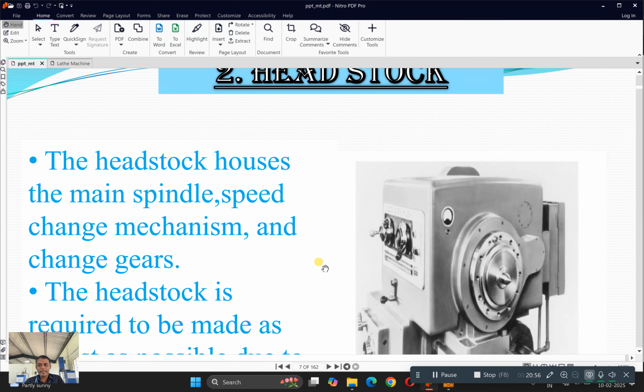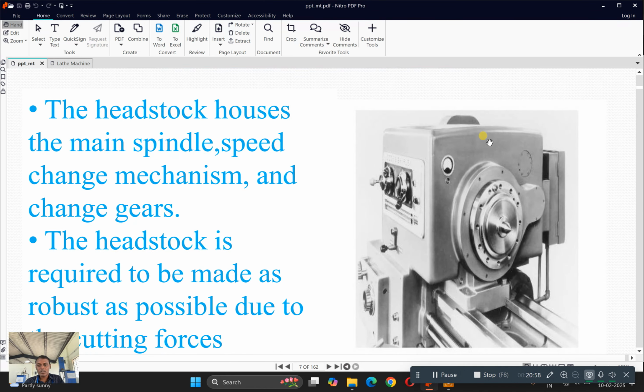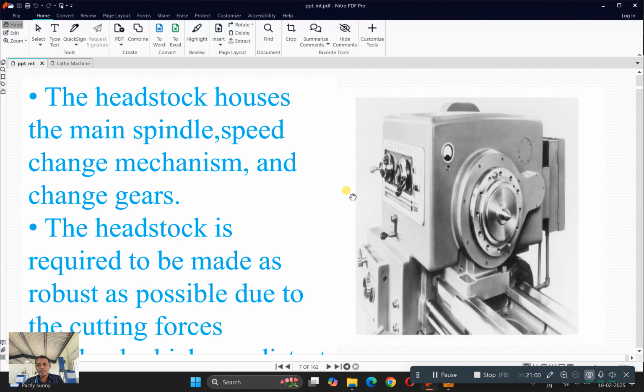The next one is headstock. So this particular portion is called the headstock. Your headstock is an area where it houses your gear train mechanism. Onto the gear train mechanism there is a spindle which is connected. Onto the spindle we are having a chuck, okay.